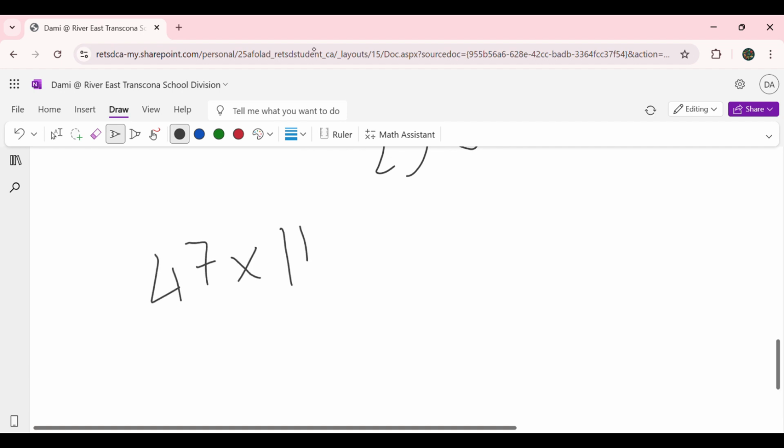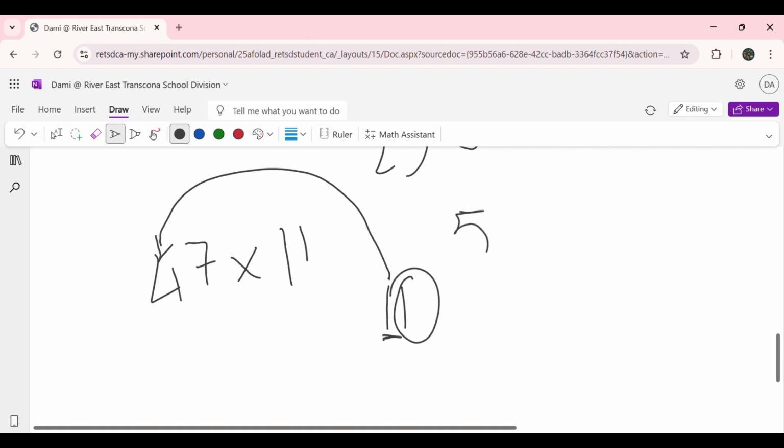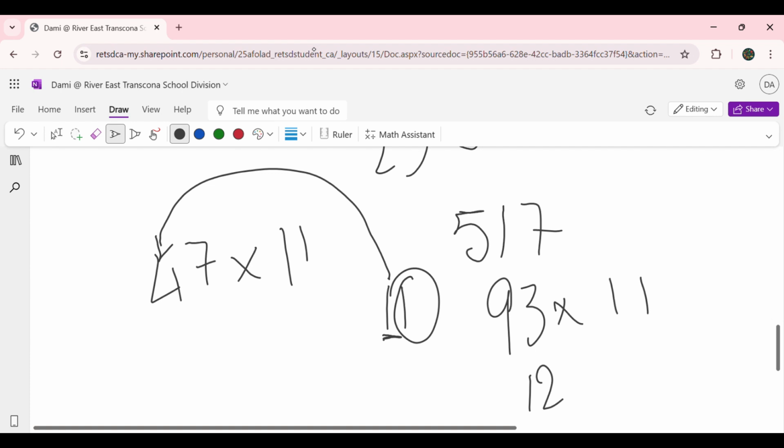47 times 11. 4 plus 7 gives you 11. So what you're going to do here is take the 1 at the back and carry the other 1 over to the 4, and you're left with 517. 93 times 11. 9 plus 3 is 12. Carry the 1 over to the 9, and you get 10, so the answer is 1023.